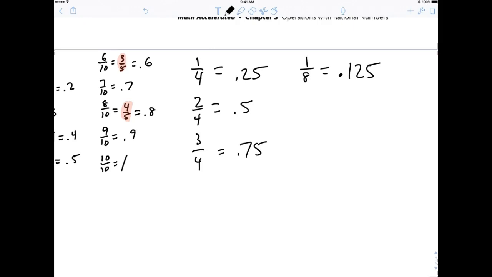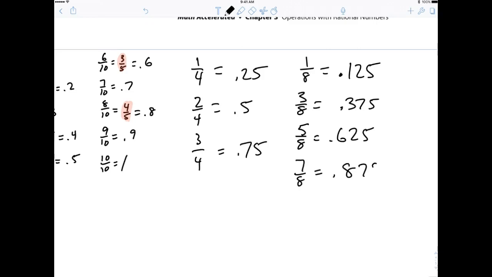Just like that, I want you to know 3/8 is 0.375. Write those down. I would also like you to know 5/8 is 0.625. And the last eighth that you should know is 7/8, which is 0.875.